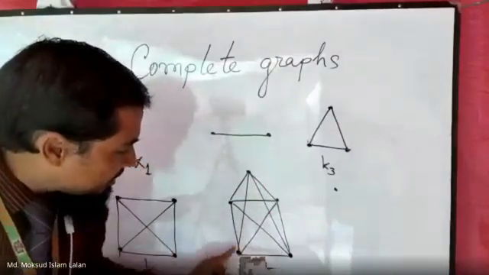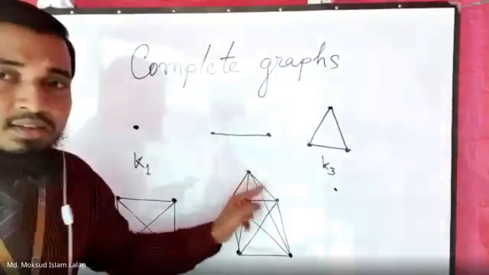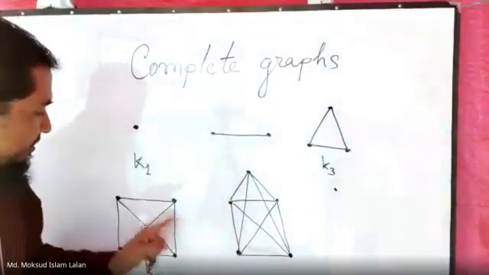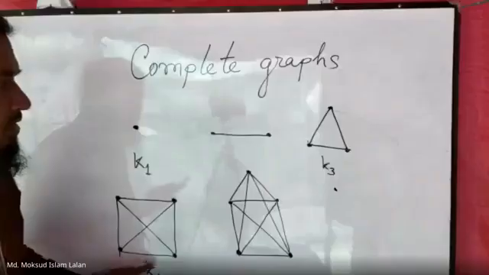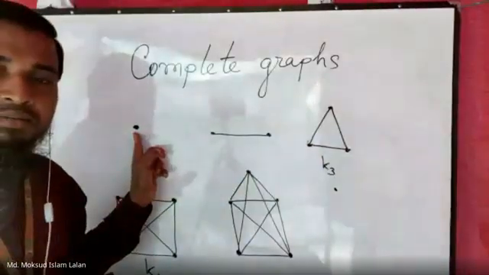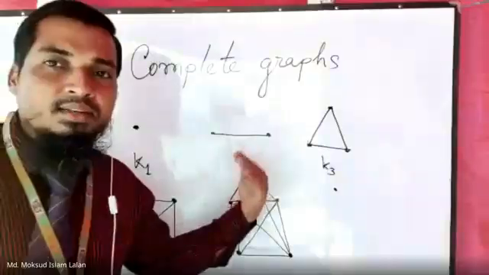Just find this degree. The degrees are equal, right? Did you analyze this? Degree 4, degree 4, degree 4. Degree 3, degree 2, degree 2, degree 1, degree 0. Do you understand? Yes, sir. It will be degree 5 for K6.